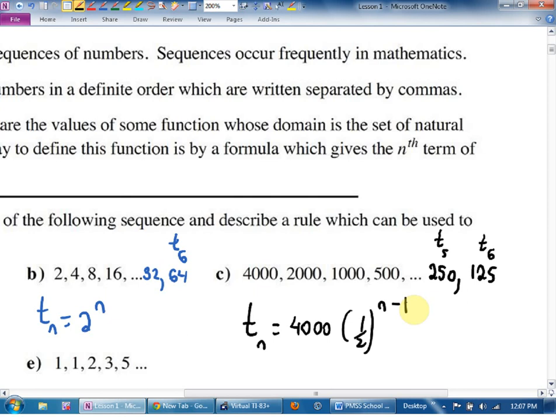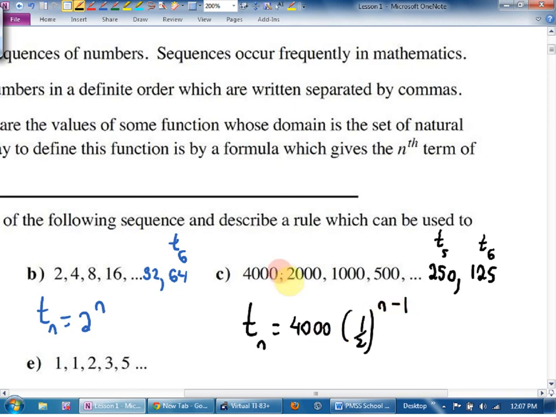But watch, Elizabeth, if you put a 1 right there, what's 1 take away 1? 0. What's anything to the 0 power? 1, not a half. Putting a 1 in does give me a 4,000. It gives me 4,000 times 1. Dylan, that's why I had to do an n minus 1. If I want to put the first term there, put an n minus 1 there, that gives me my first term.